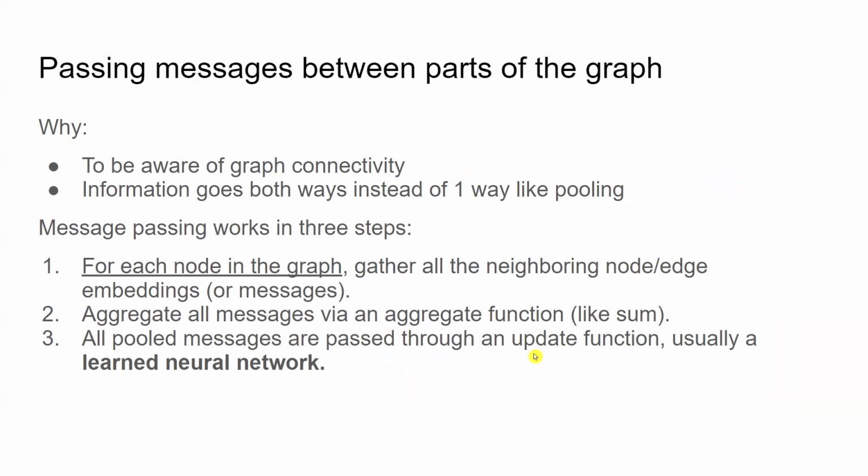Oh yeah, and here you go, the message passing this mentioned. They say we do message passing, passing messages between parts of the graph, because we need to be aware of the graph connectivity. I mentioned the connectivity, so make sure that it's one piece of graph, and then you pick two points and you can go from one node to the other node through the graph. It should be the same way. The information goes both ways. So that's what I figured out, instead of one way like pooling.